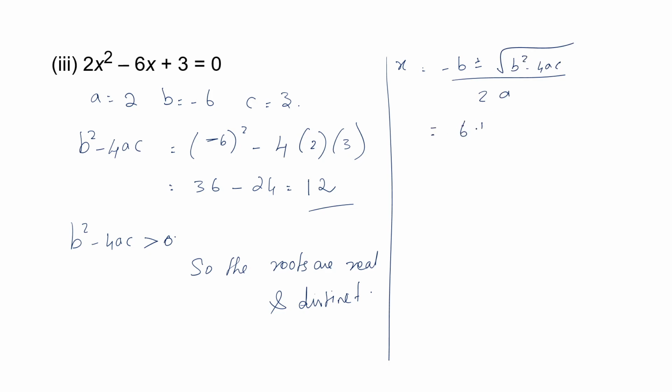Minus b, b square minus 4ac we have already found, so we can apply that directly. And 2 into 2. Here it is 4 into 3, so 2 root 3. We can take 4, root of 4 is 2. So take the common factor outside.